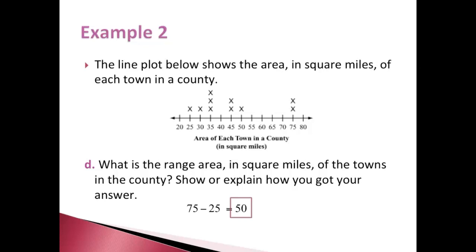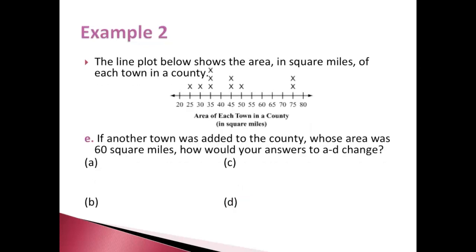All right, last part. If another town was added to the county whose area was 60 square miles, how would your answers to A through D change? All right, so let's say we added the 60 here. Now, how would your answers change for A through D? So for part A, we were finding the median. We were trying to find the middle value. So let's find it now that we have an additional point. So again, I'm just crossing off X's, one from either side, and that leaves us with 45 as our median value.